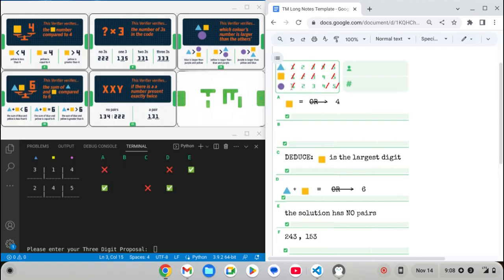So it looks like it's safe to deduce that there has to be a single 3. So we'll say here, deduce the solution has a single 3-digit.